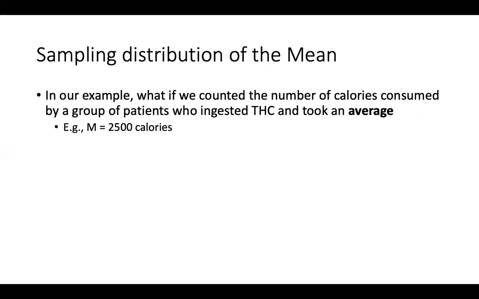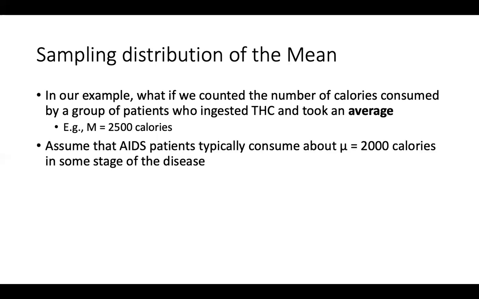We just do one sample and give them one thing. And we find that on average across these 10, 15, 20 people, they ate an average of 2,500 calories in the day after they ingested THC. Let's also assume that we know that typical AIDS patients, so AIDS patients who have not ingested THC, typically in the population eat about 2,000 calories a day in some stage of the disease.